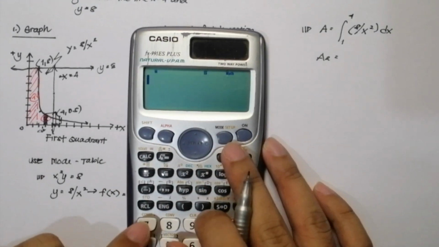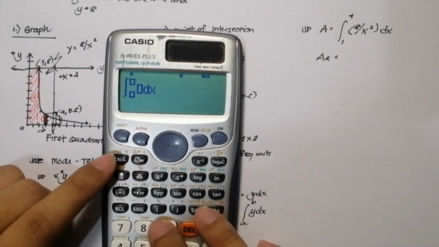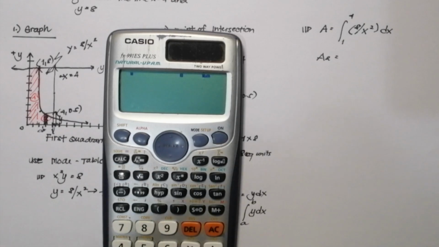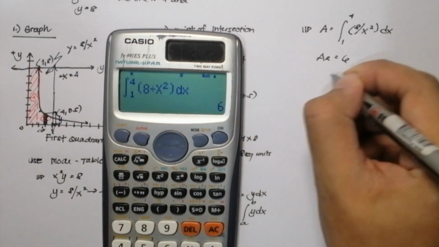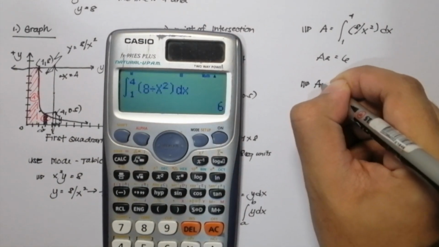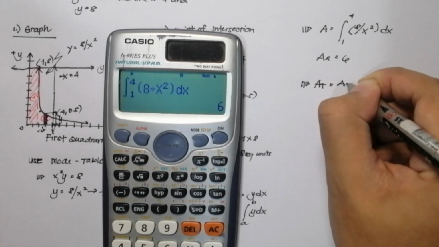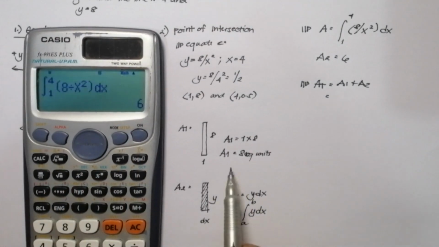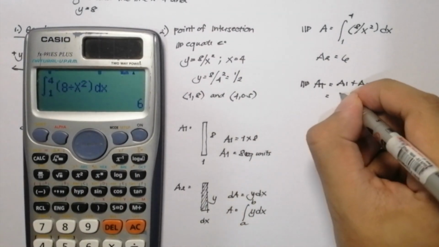So let us now calculate the values. The integral of 8 divided by x squared from 1 to 4 will be equal to 6. To solve for the total area, we simply add area 1 and area 2. So the total area is equal to 14 square units.